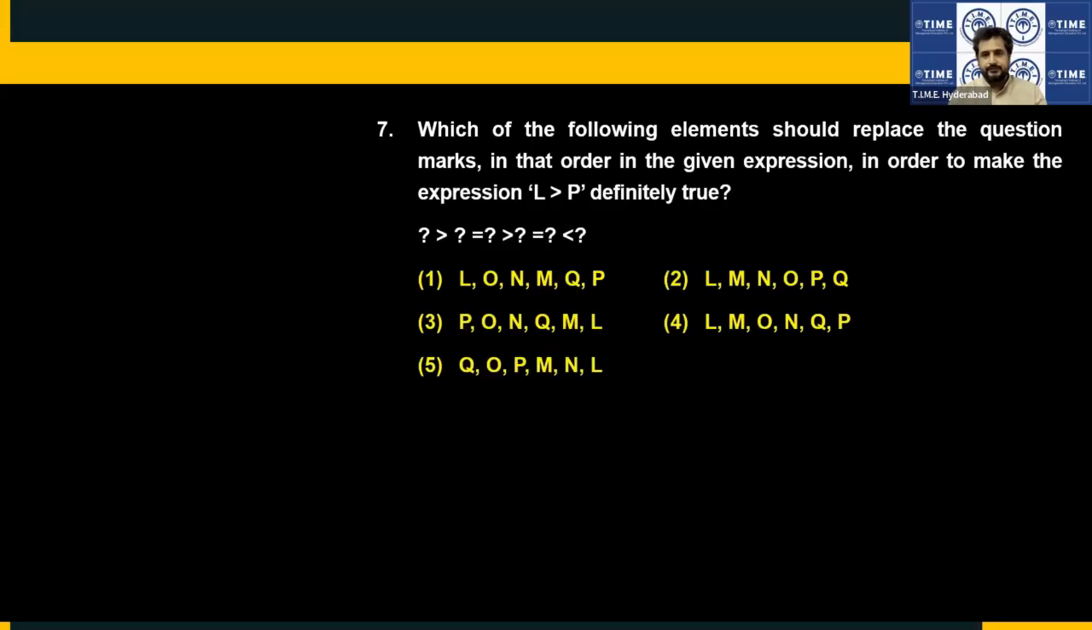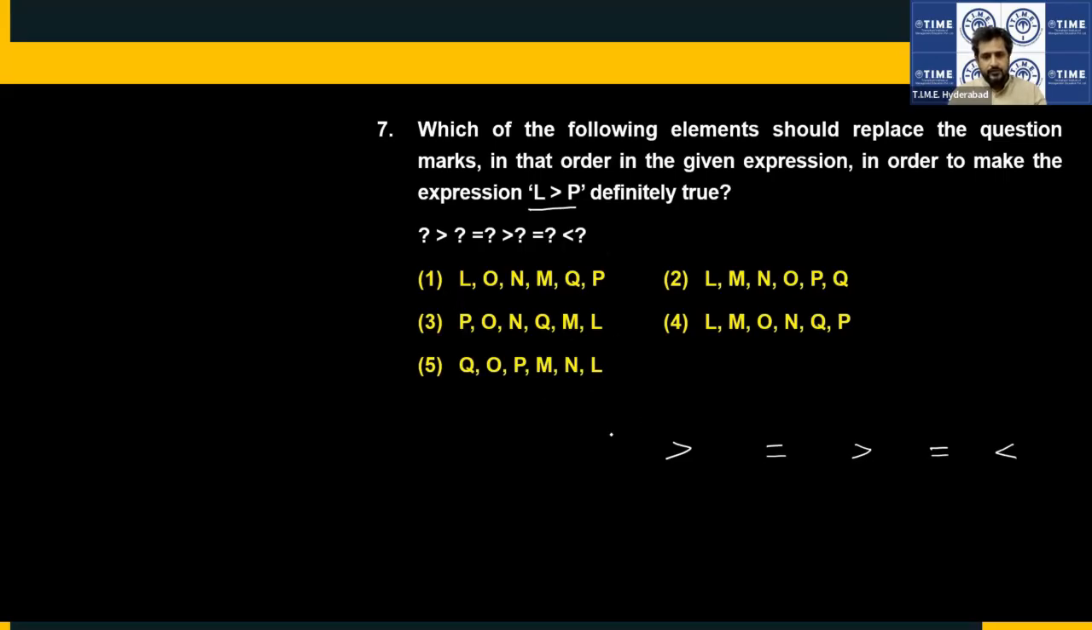Question number 7. Which of the following elements should replace the question marks in that order in the given expression in order to make the expression L greater than P definitely true? L greater than P definitely true. Okay. What are the symbols given? Greater than, equal to, greater than, equal to, less than. Right?